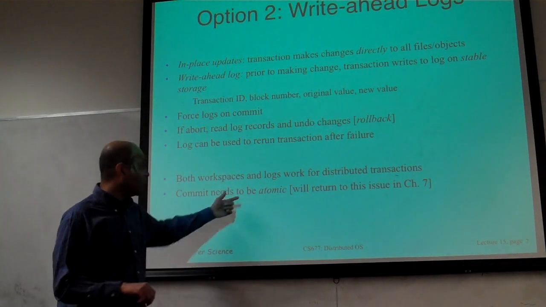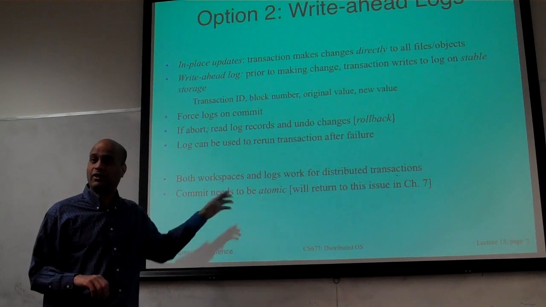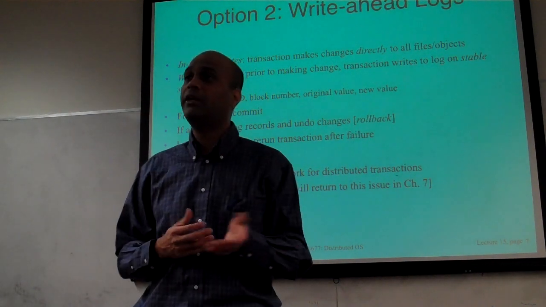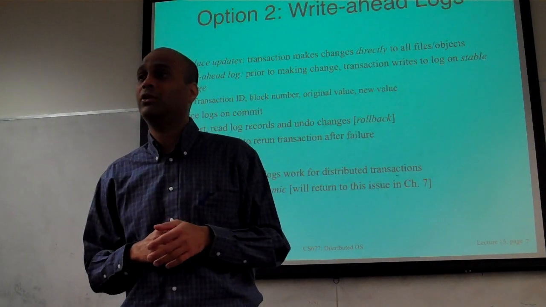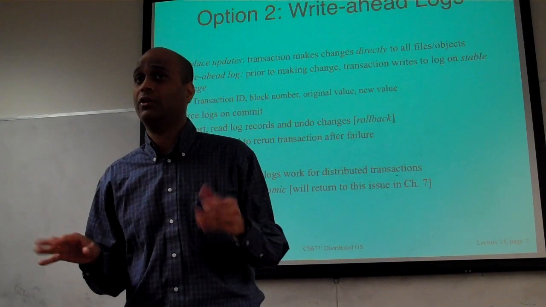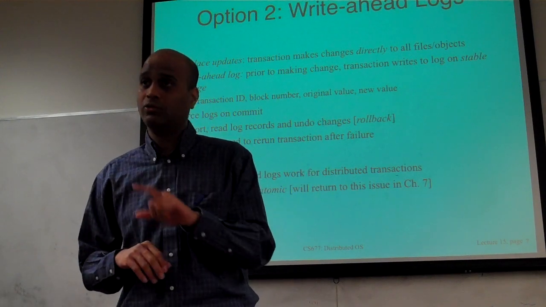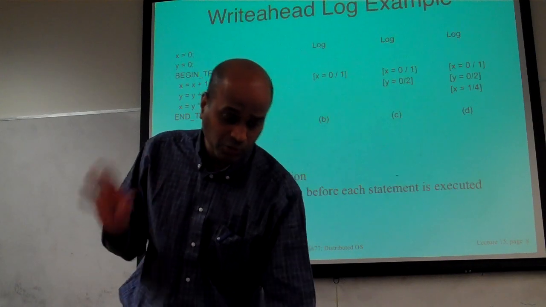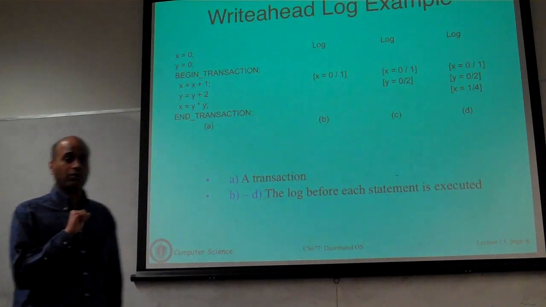Now the last point is you have to make the transaction atomic. Private workspaces and write ahead log give us the ability to undo, but they haven't told us how to make things atomic. We haven't used the notion of a lock yet. We need to do that. We'll come back to this in chapter 7 when we talk about two-phase commit and so on. At the moment, we are going to ignore that problem.